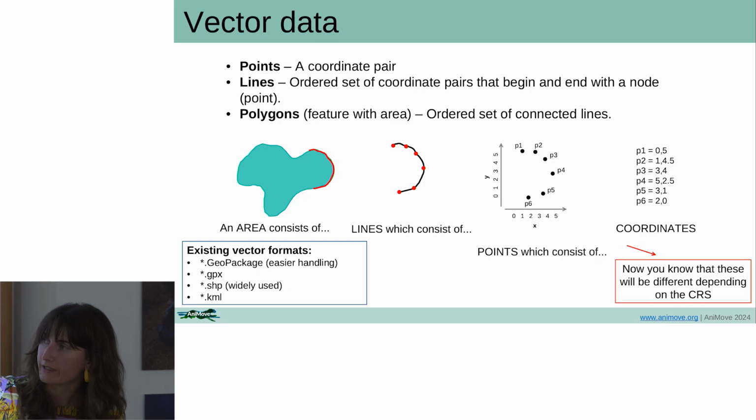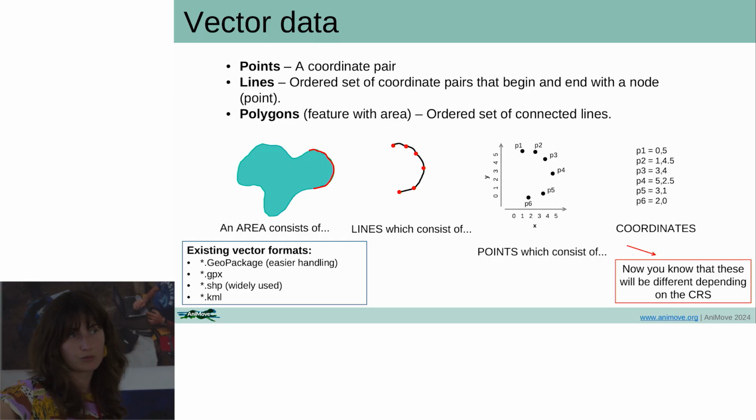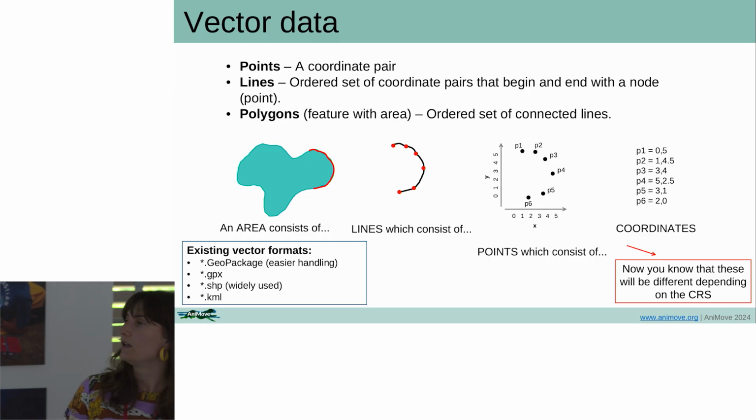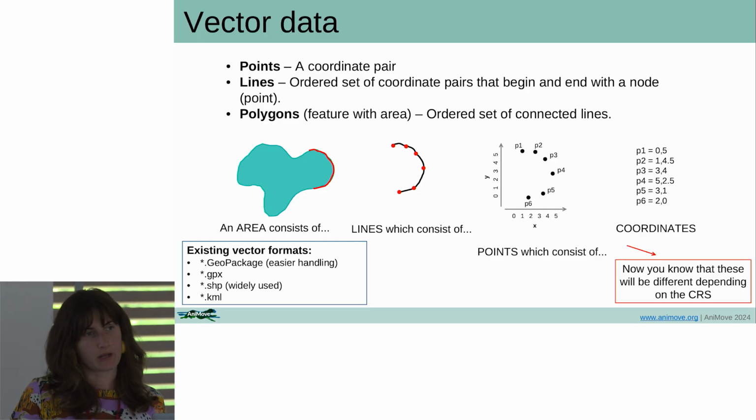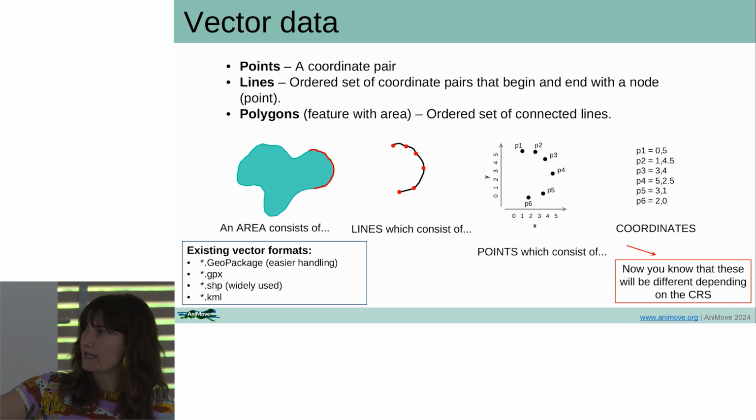And there are also different data formats that are used to work with vector data. It used to be very common to work with shapefiles, but shapefiles were made of many different files, and it was not very convenient. Files could get lost. And now I think the most common is probably GeoPackage.